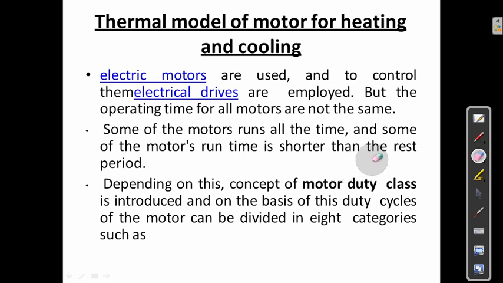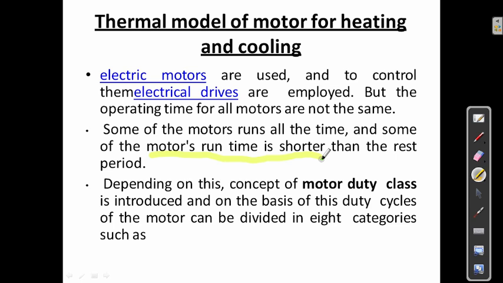Some motors run all the time, and for some motors the run time is shorter than the rest period. Some motors run only for a very short time, and some motors run completely and continuously without a gap.